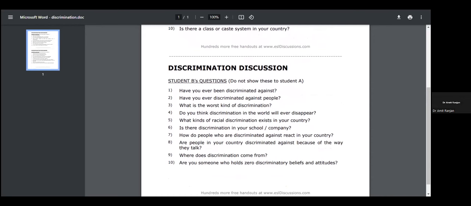Personalized questions as well. Have you ever been discriminated against? Have you ever discriminated against people? So these are very good provocative questions for students to make them think in the class, as a group, as teamwork, to think about topics like these, which are generally not talked about or brushed aside. Okay, so that is eslDiscussions.com.